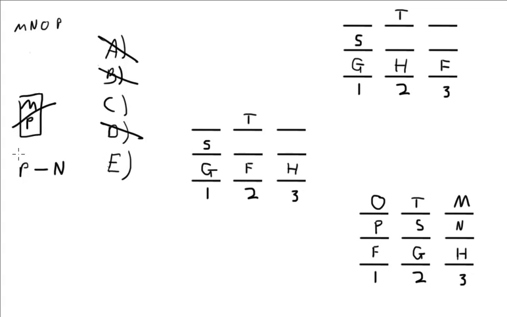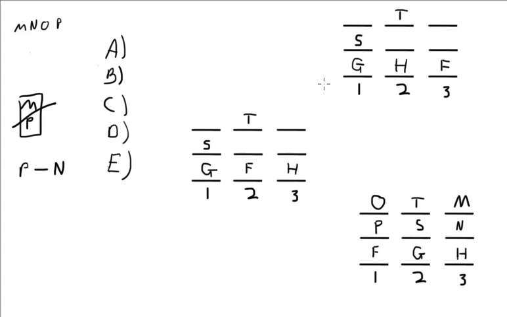And our last rule says that P must be before N. So let's just take a look at answers C and E and make sure that they both have P before N. And as it turns out, C does not. C has N in position 1 and P in position 2, and therefore C is incorrect, leaving E as our answer. Our next question, question 19, says that if P is in group H, then what could be true?